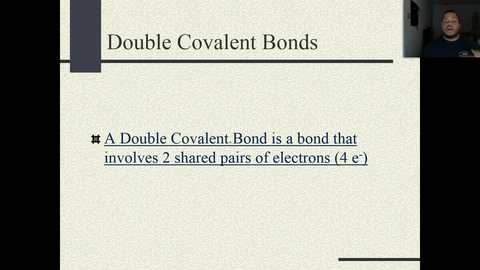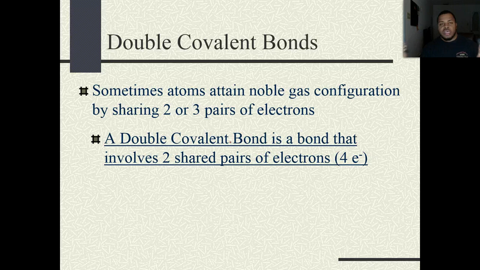Now, we can also have situations where there are more than just one pair of electrons that are being shared, where two or three pairs are being shared. The first one we're going to look at is a double bond, and a double bond is going to involve sharing two pairs of electrons. So single bond, one pair; double bond, two pairs. So in a double bond, we're looking at 4 electrons actually being shared here. We have 4 electrons that are being involved.